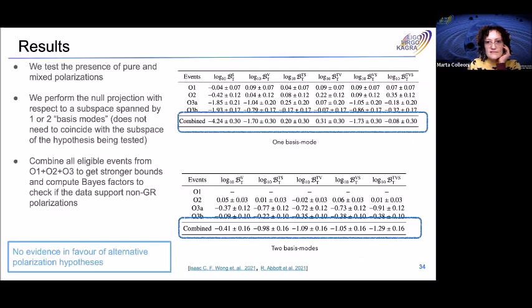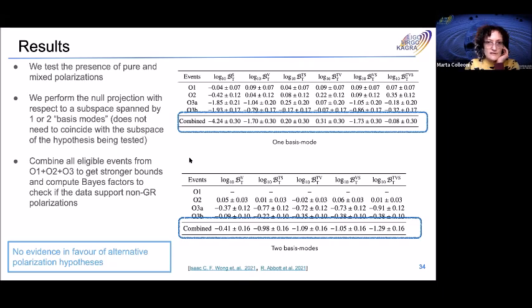Here we present the main results of these analyses. One of the big differences with respect to past analyses is that here we test for the presence of not only pure but also mixed polarizations. This is possible because the new method we employ is based on a null projection with respect to a subspace that is spanned by basis modes, which can be either 1 or 2. And this subspace does not need to coincide with the subspace corresponding to the hypothesis being tested.